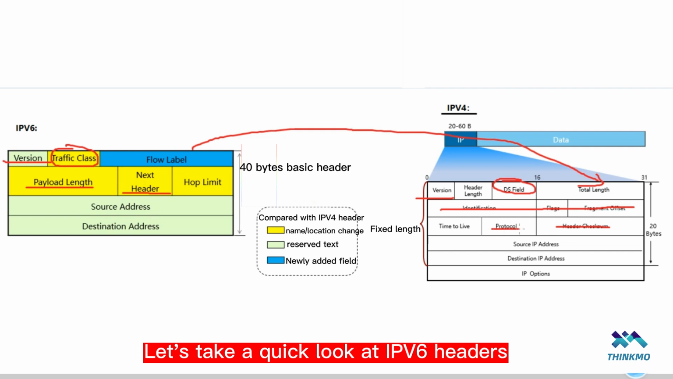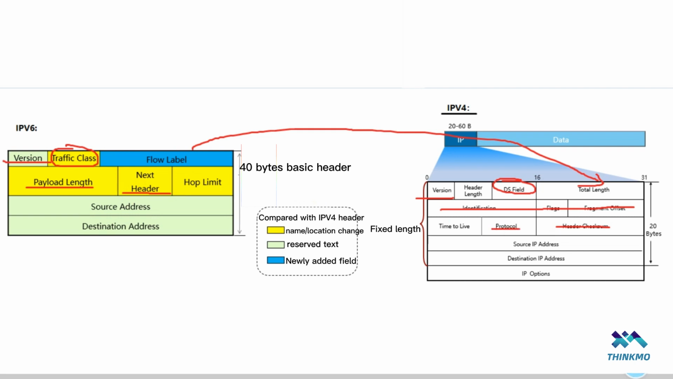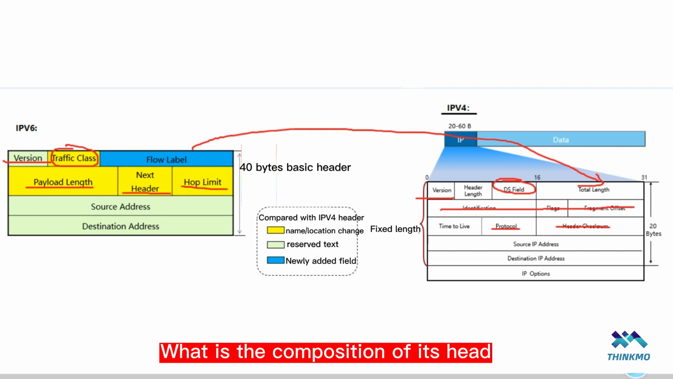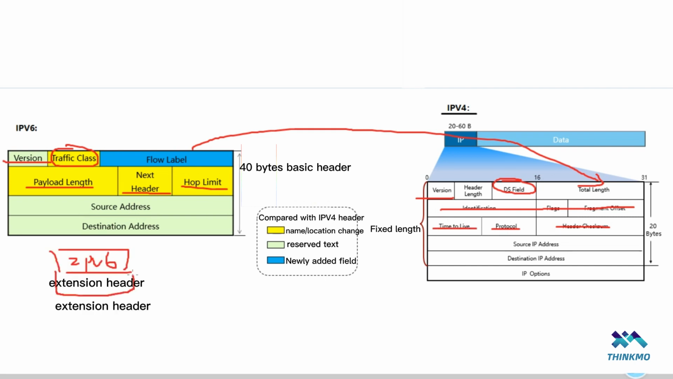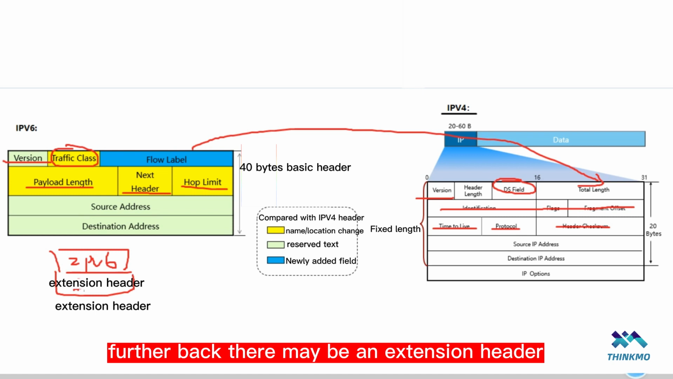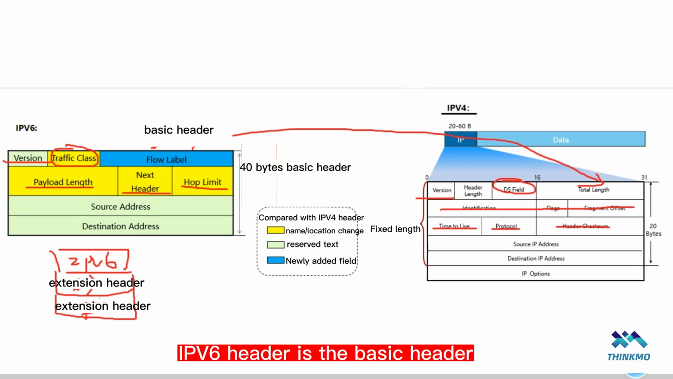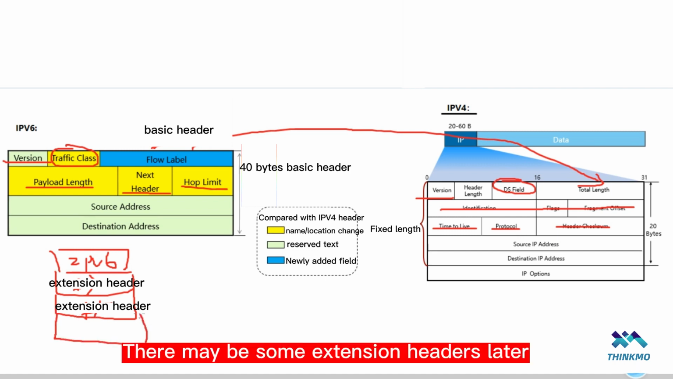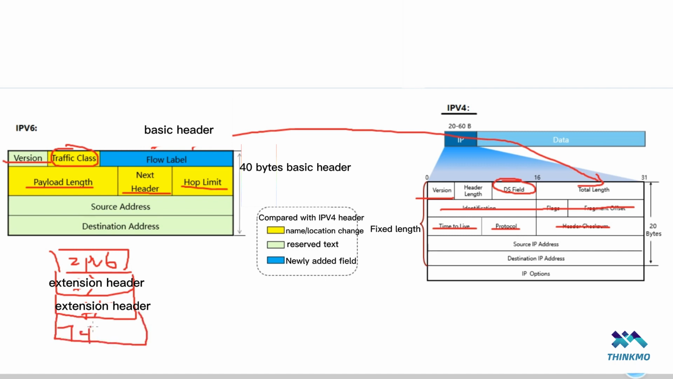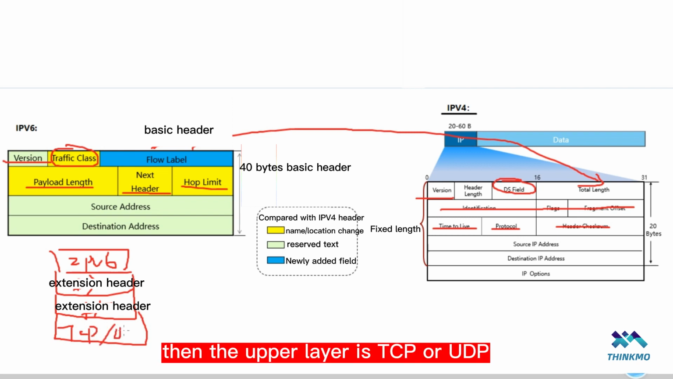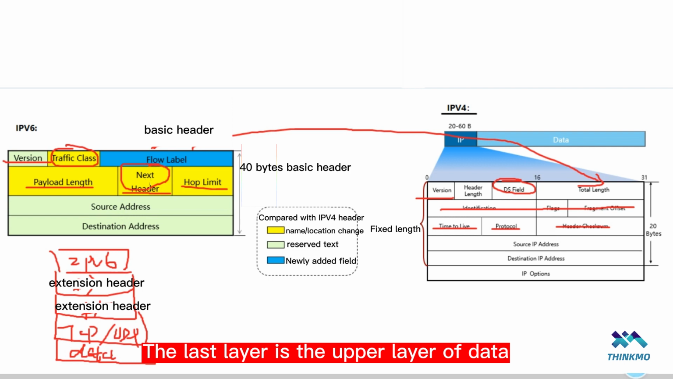Let's take a quick look at IPv6 headers. What is the composition of its header? First, this is the IPv6 header, the basic header. Further back there may be extension headers. Then the upper layer is TCP or UDP. The last layer is the upper layer data.